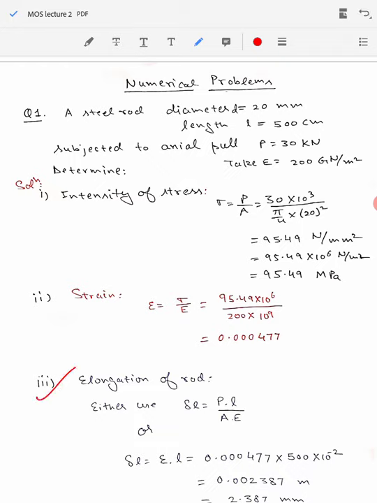The last thing that we need to calculate is the elongation of rod. In order to calculate the elongation of rod, we have either the formula delta L is equal to P into L divided by A into E. You know the value of load, you know the value of length, you know the value of E, you can calculate the area using the diameter, so you can calculate using this formula. But as we have already calculated the strain over here, we can use the formula of strain in order to calculate the deformation. So deformation is equal to the strain produced multiplied by the original length.